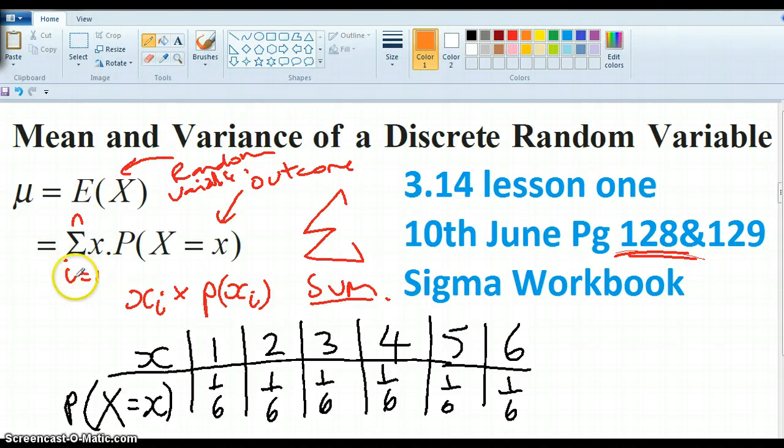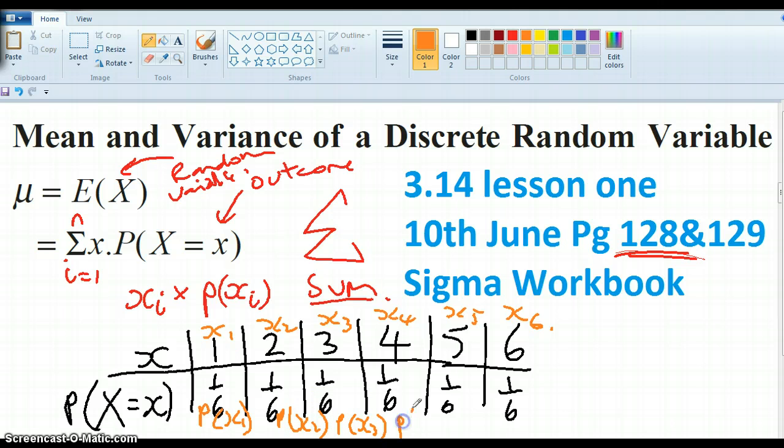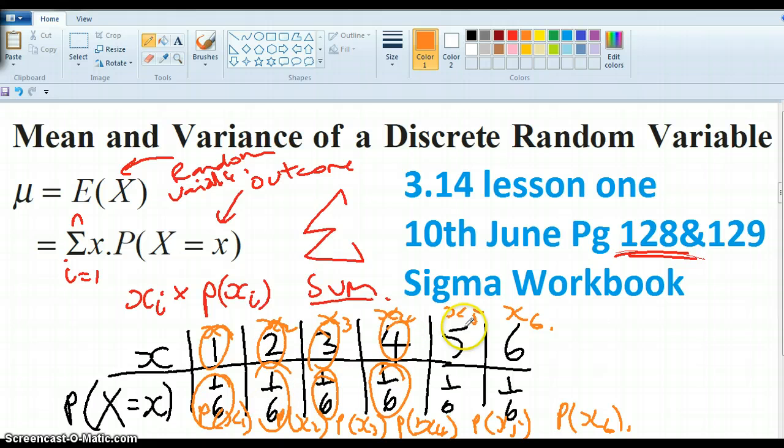This formula means I am going to think of that as x1, x2, x3, x4, x5, and x6. And I'm going to think of that as the probability of x1 happening, the probability of x2 happening, the probability of x3 happening, the probability of x4 happening, probability of x5 happening, and the probability of x6 happening. Hopefully you can make sense of what I've done there. This says sum them all up. So what it's actually meaning is you get that times that, plus that times that, plus that times that, plus that times that, plus that times that, plus that times that. Okay? What does that all add up to?